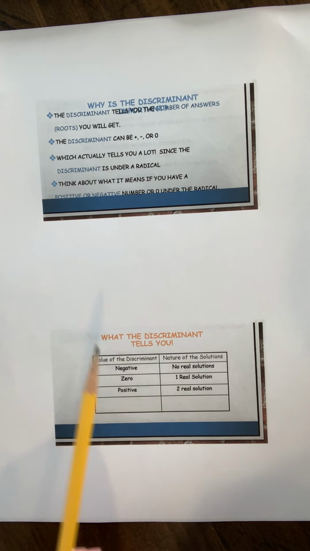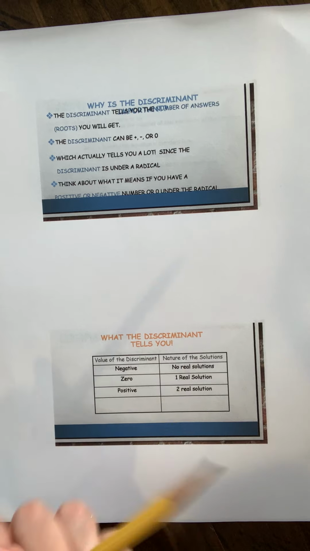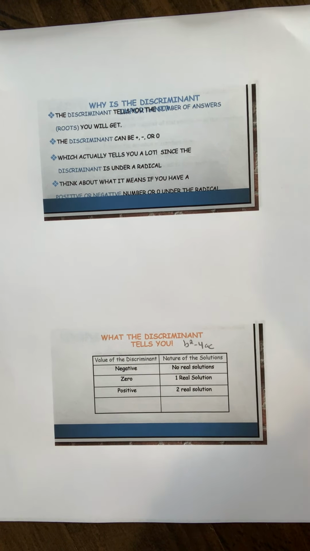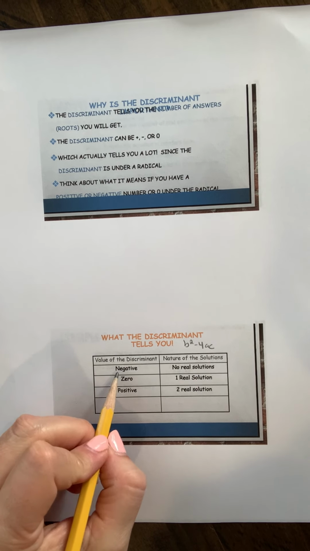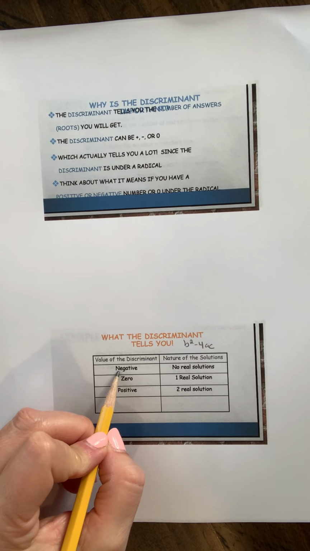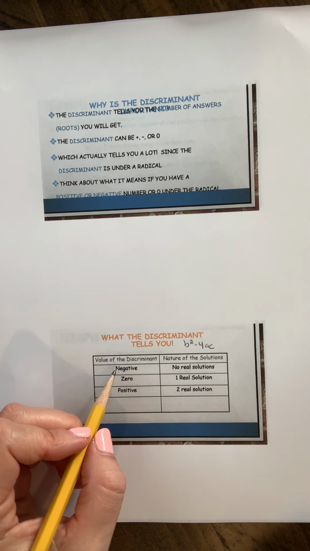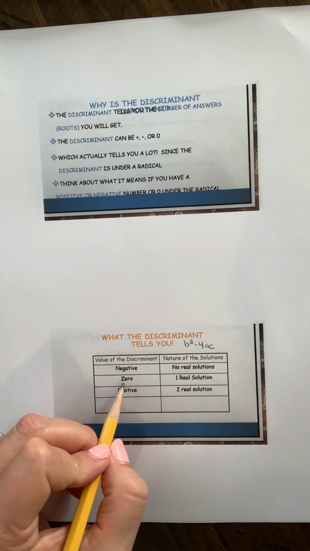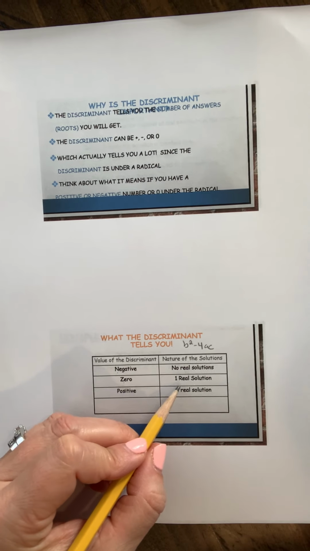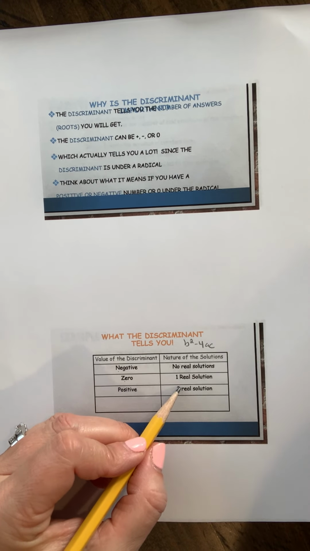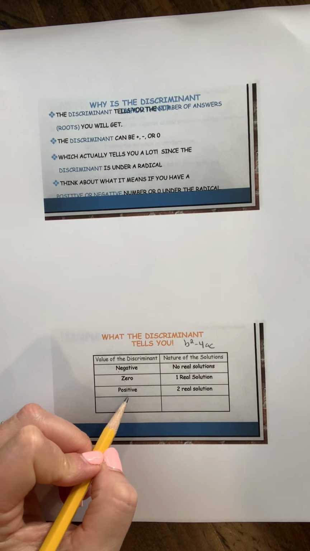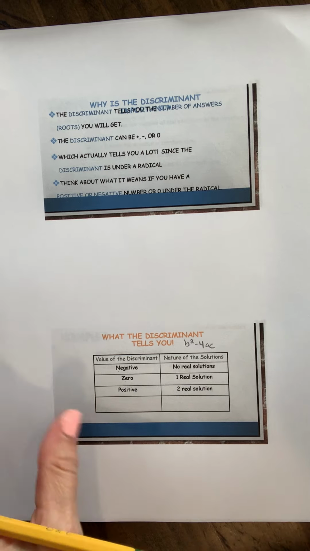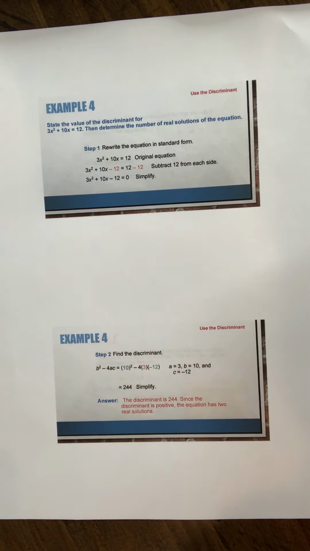So let's look. If I work the discriminant, and remember, discriminant is b squared minus 4ac, if I work it and I get a negative number, there are no real solutions. Make sure there's still water. If I work the discriminant and I get 0 as my answer, there is one real solution. If I work a discriminant and I get any type of positive number, there are 2 real solutions. So let me just show you some examples of that.